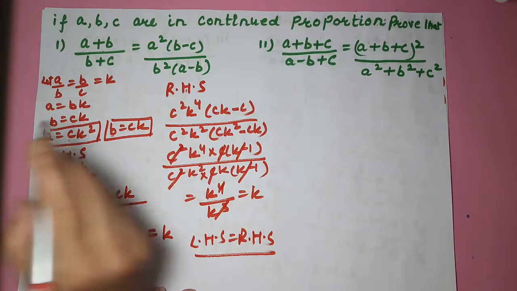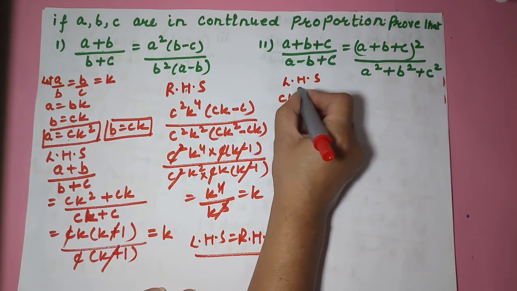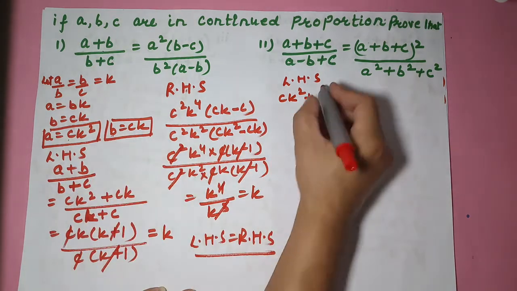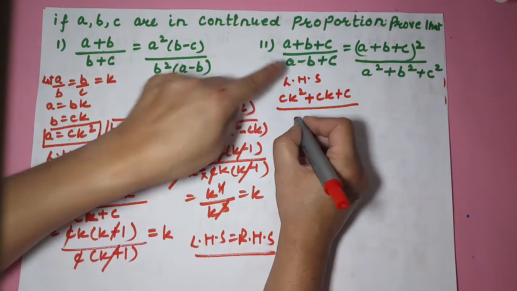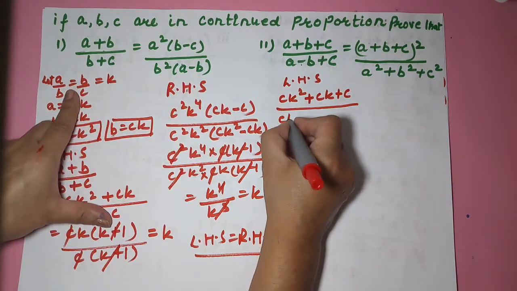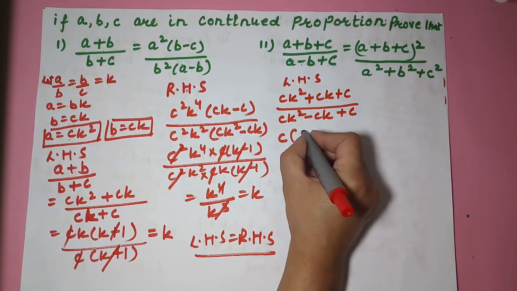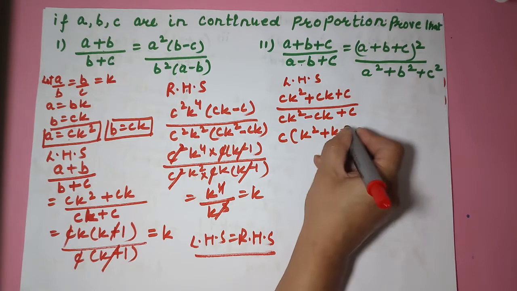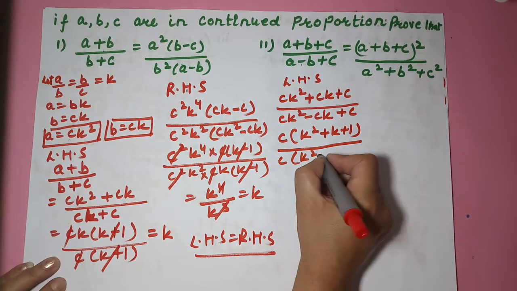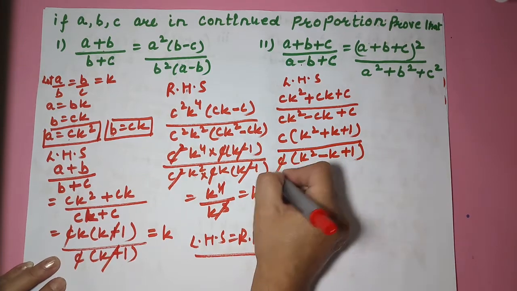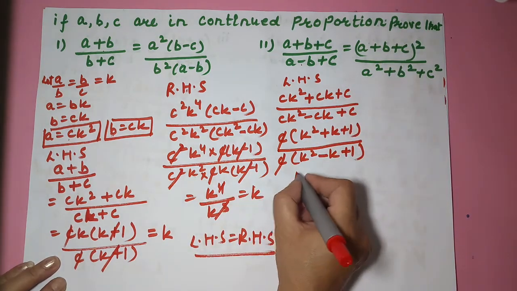a is ck square. So I'm taking the left hand side part. So ck square. My b is ck and c I have to write as it is. Divided by same things I'll write and minus here. So ck square minus ck plus c. If I take c common in the numerator, I'll get k square plus k plus 1. And if I take c common in the denominator, I'm going to get k square minus k plus 1. This and this will go. I'm left with this.